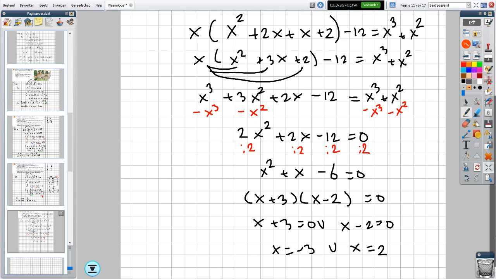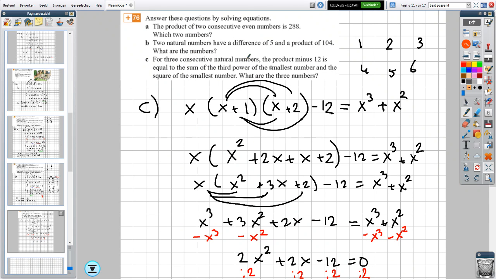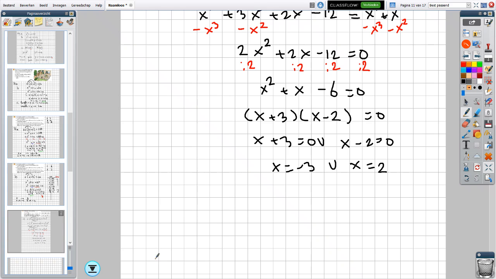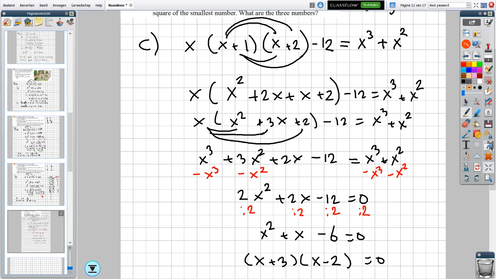Let's check the question. They stated 3 consecutive natural numbers. Minus 3 is not a natural number. So this one is out. I cannot use this as an answer. I can use, however, this. Which were my natural numbers? We had x, x plus 1 and x plus 2. So if I now fill in my answer x is 2, I find my consecutive natural numbers have to be 2, 3 and 4. And that was quite the calculation that we had to do here and at the other ones as well.